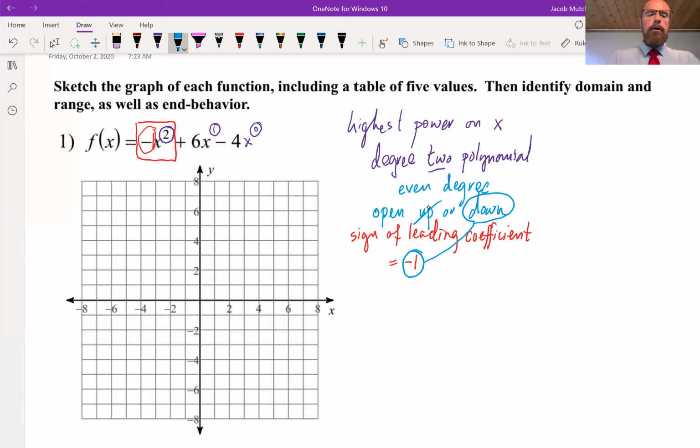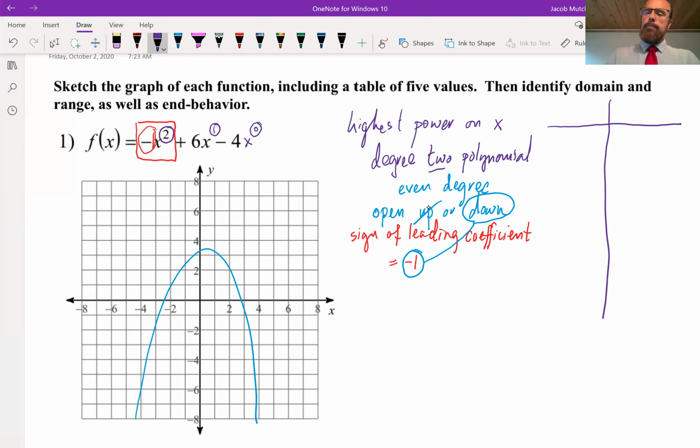So what I'm looking for on my graph is generally something like that. Now, I don't know where the graph is placed, but what I do know from looking at those two items, the degree of the function and the sign of the leading coefficient, is that I can at least say in this case, the parabola opens downward. Well, let's follow up with proof. So I want to graph this function, see if that prediction was accurate.